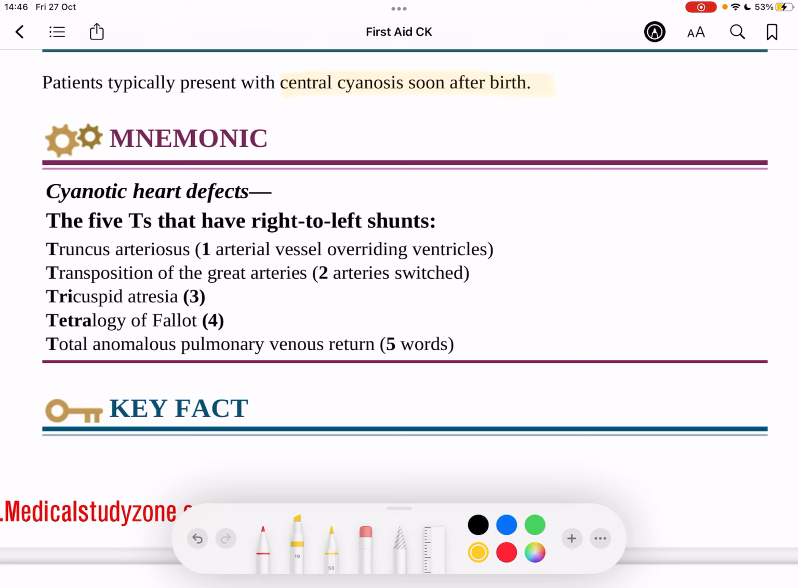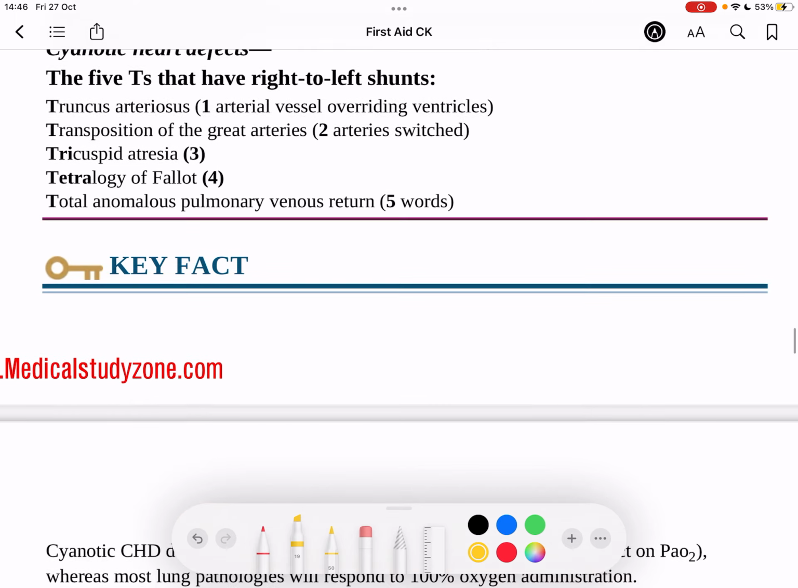We'll discuss this. Tetralogy of Fallot, okay, obviously that's 4 signs, so 4. And then total anomalous pulmonary venous return, and they just said 5 words. But I think, again, if you've done step 1, you'll know all of these anyway.